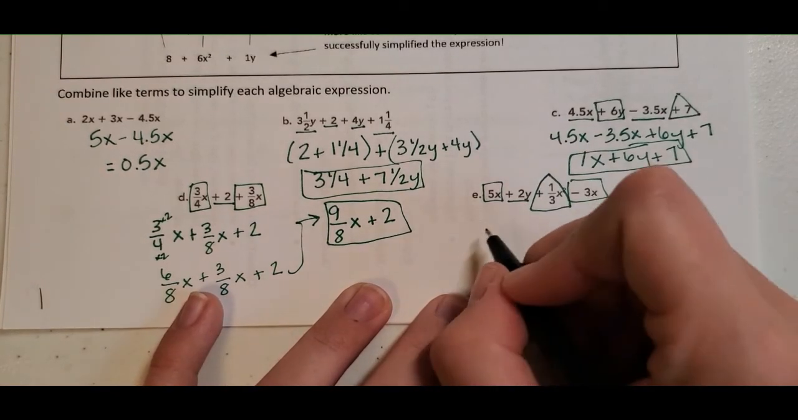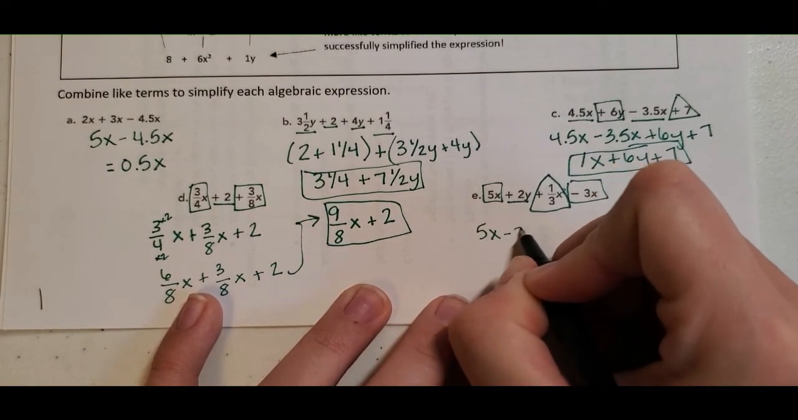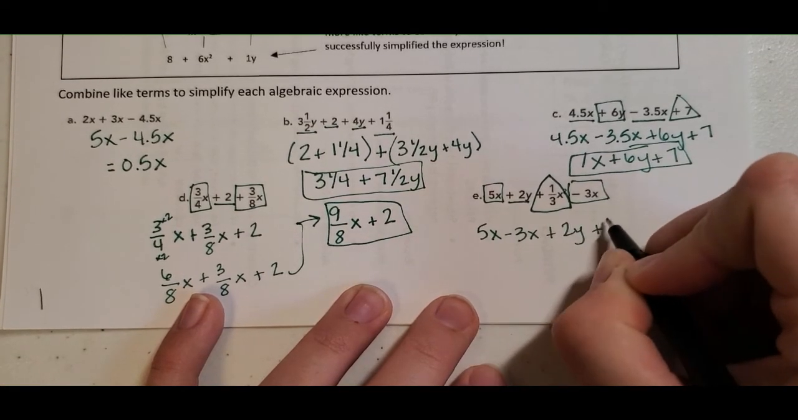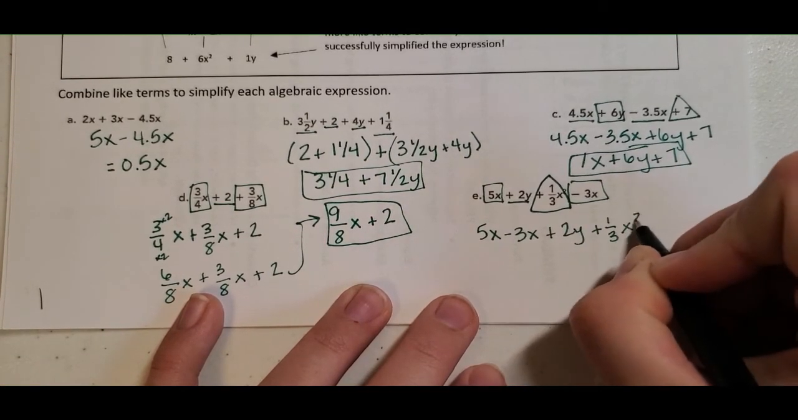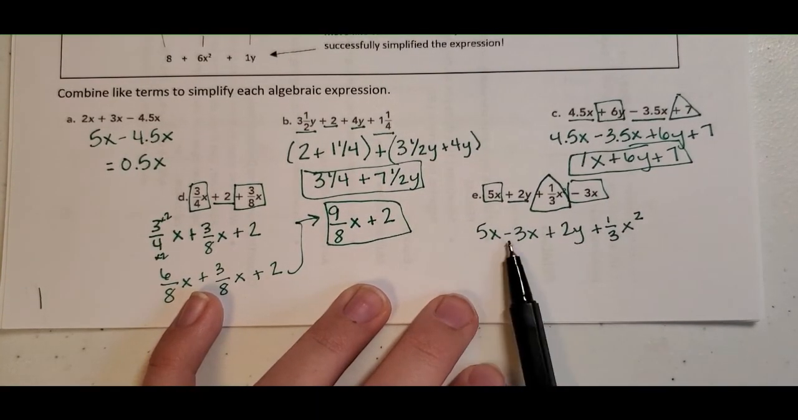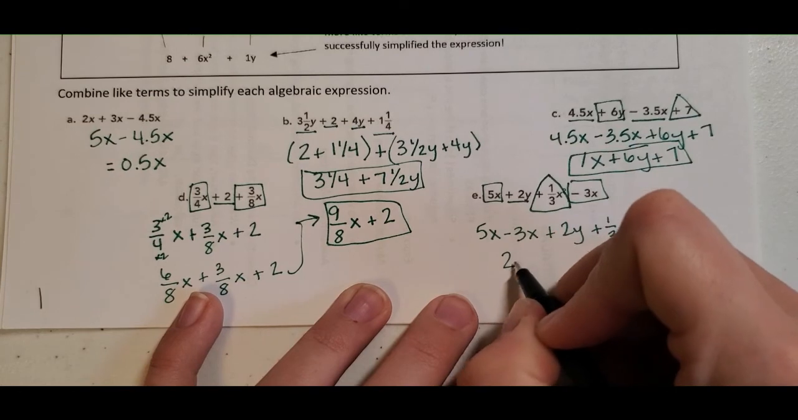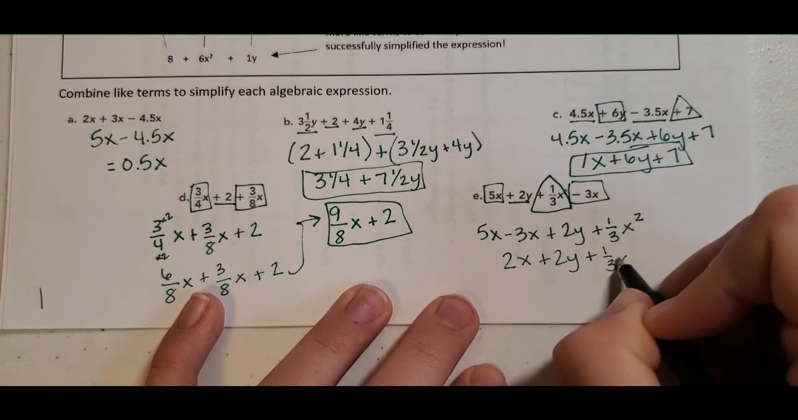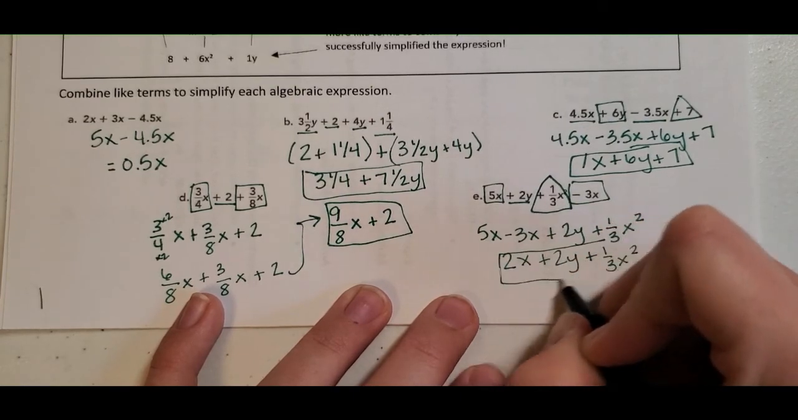So I'm going to have 5x minus 3x plus 2y plus 1/3 x squared. So 5x minus 3x. Well, 5 minus 3 is 2. So now I have 2x plus 2y plus 1/3 x squared. And that is your answer.